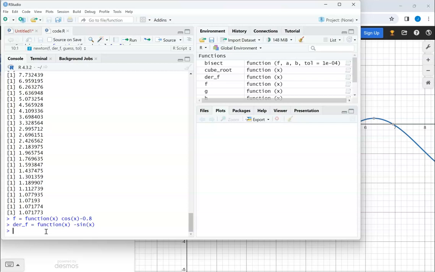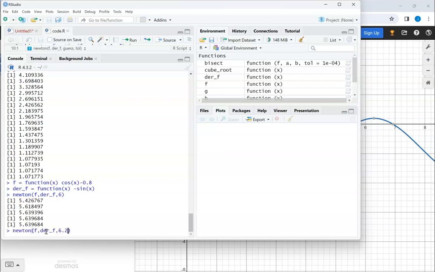All right. So let's plug this into Newton's method. Let's just start with a guess of 6 and see what happens. 6 is pretty close, right? We said it was about 5.64 looking at the graph. So let's do Newton's method of f and the derivative of f, with 6. And it converged to what we thought it was, 5.6. But what if we move over just a little bit farther, and maybe go 6.2?